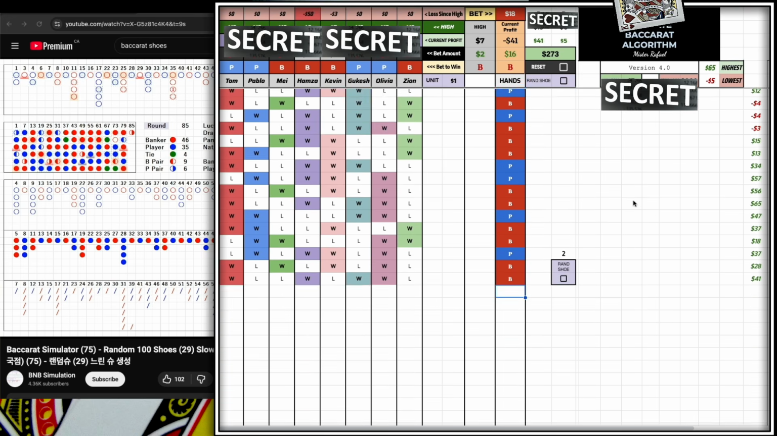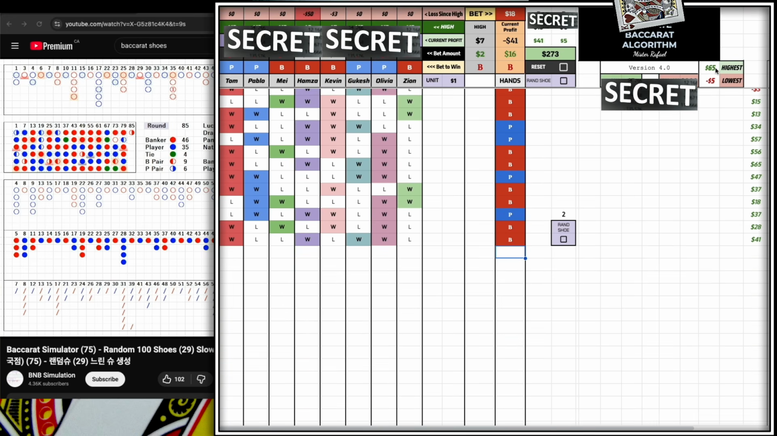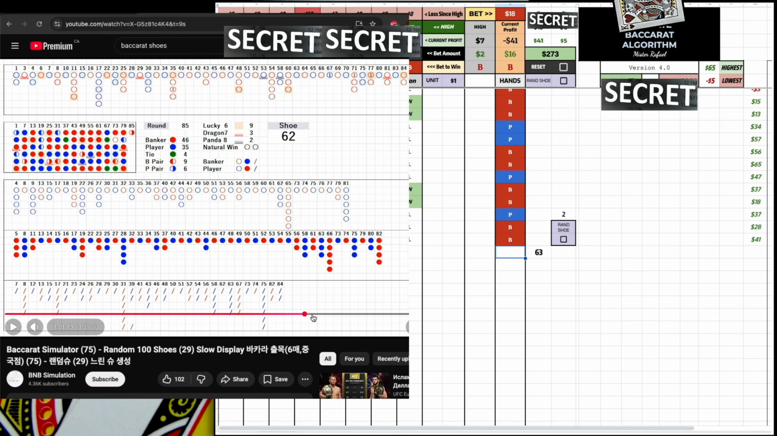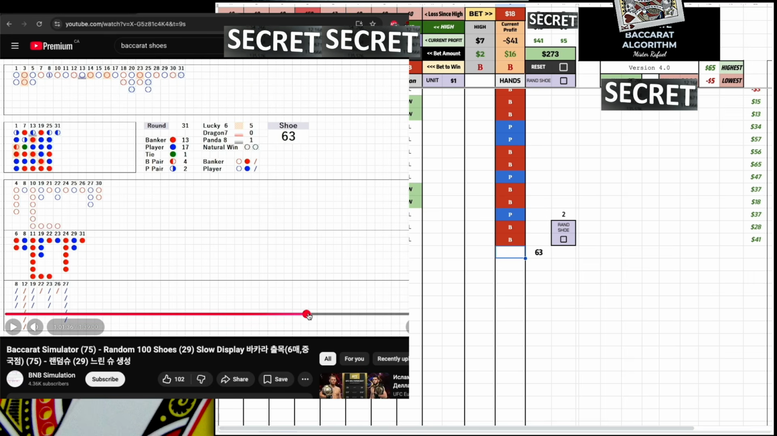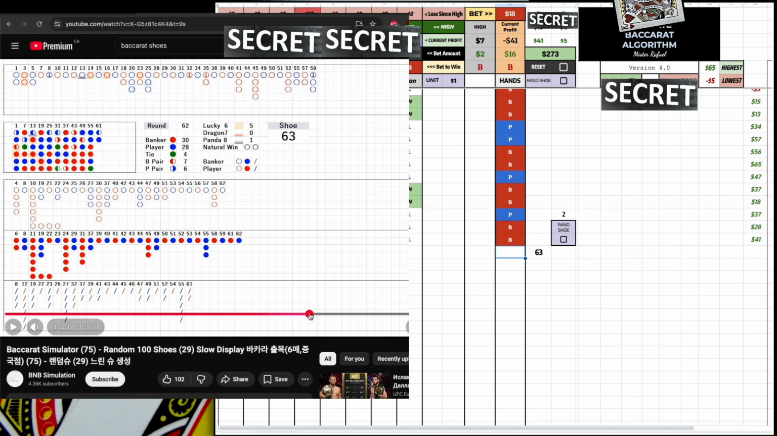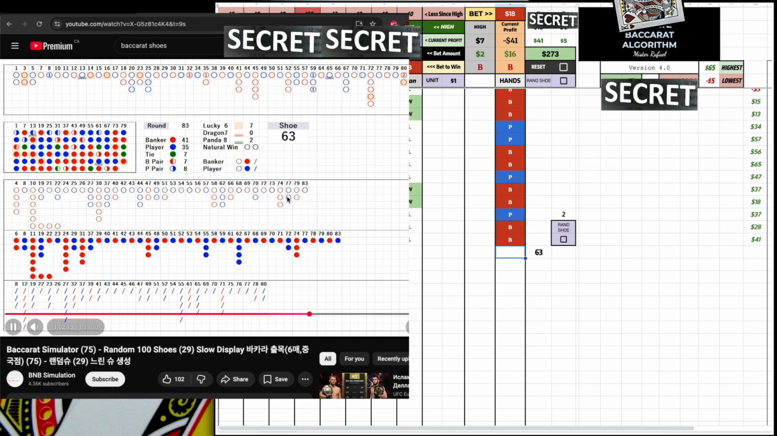Okay, highest profit, $65. Lowest was minus $5. Currently sitting at $41, with the next bet being $18 on Banker. Shoe 63, we'll start from here. Okay, let's skip ahead. All right, I'm going to pause it there. Here we go, shoe 63.